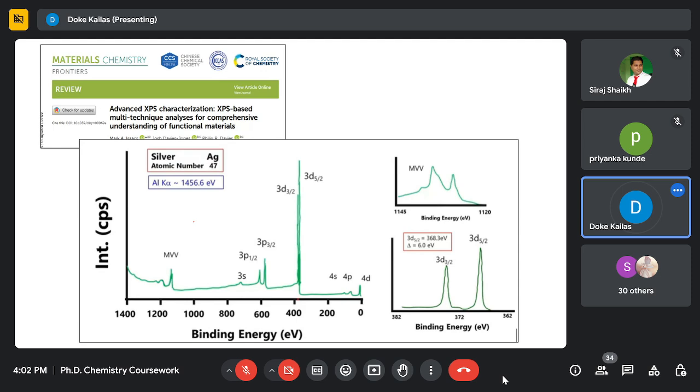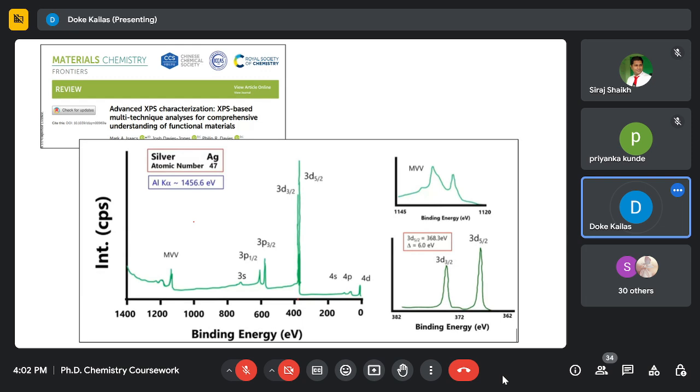What is meant by survey spectra? The spectrum starts with zero binding energy and ends close to the binding energy of the incident X-ray. So again, definitely it is an aluminum K alpha spectrum. And here we observe a number of peaks. Each peak is assigned: valence shell 4D, less binding energy 4P, and the next one is 4S, very small.